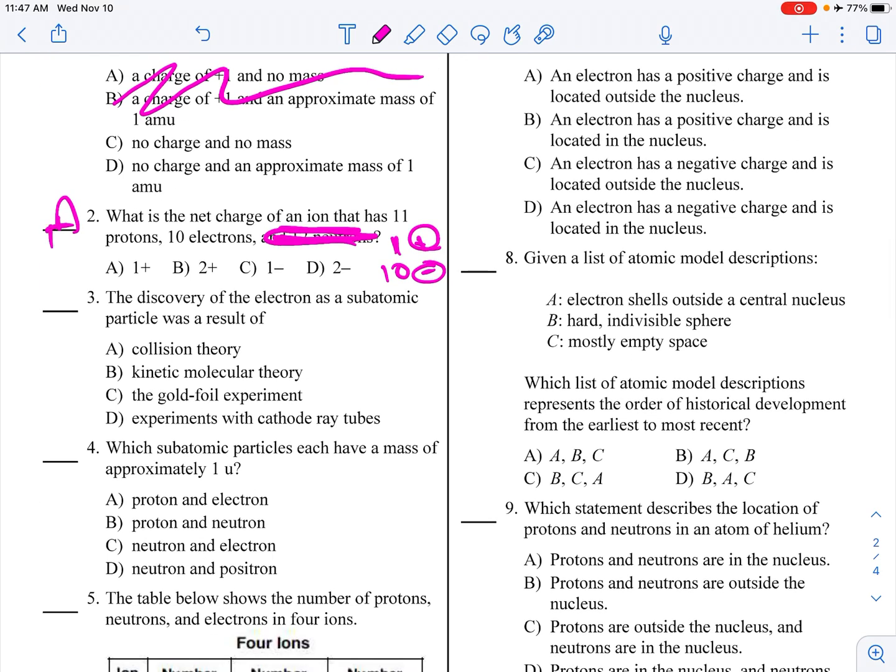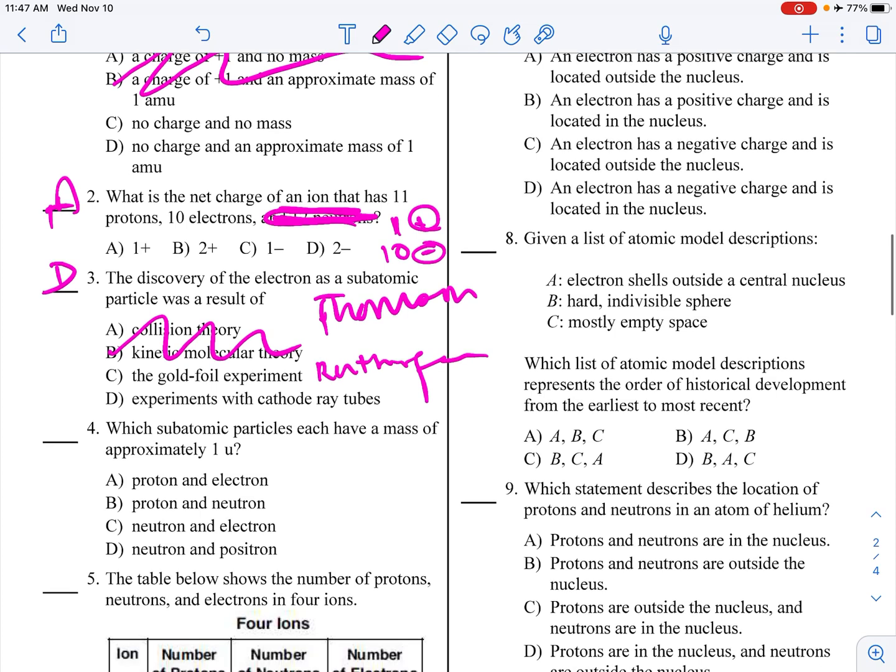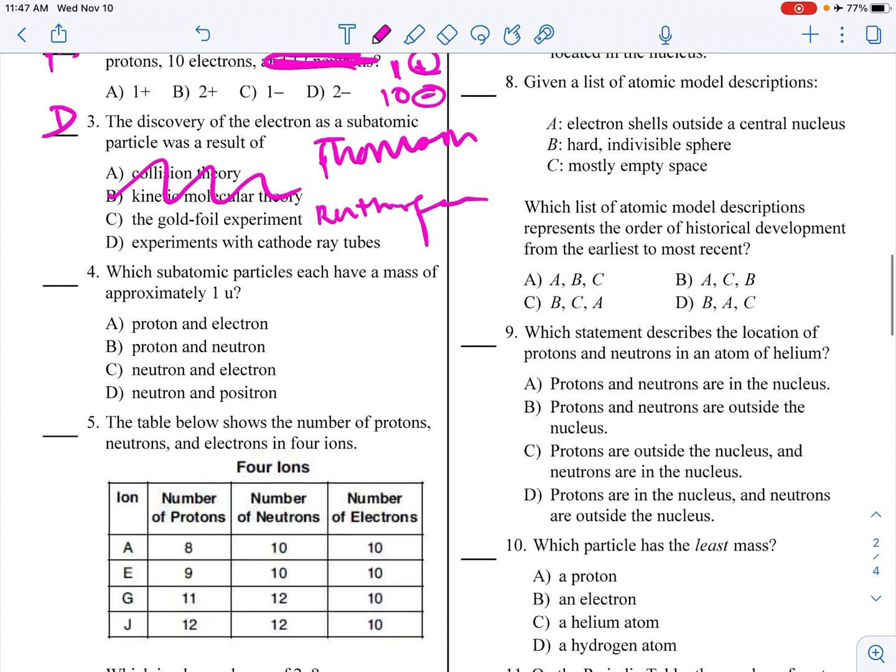The discovery of the electron as a subatomic particle was a result of... this is J.J. Thomson. So nope, so those are out. So gold foil or cathode ray. Gold foil, that is Ernest Rutherford. You can obviously read that. So choice D, that is J.J. Thomson, the cathode ray tube.